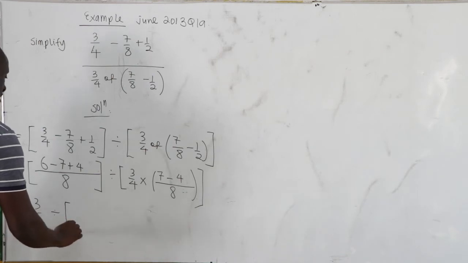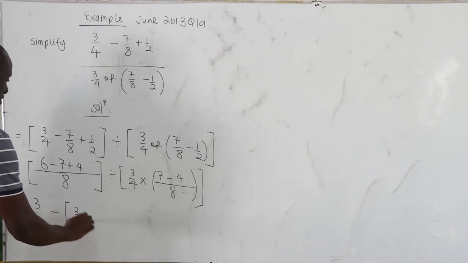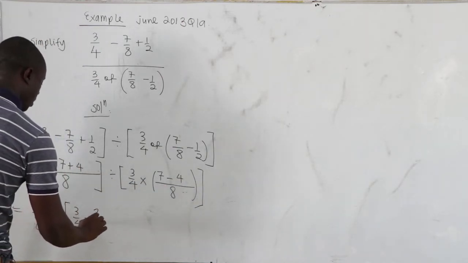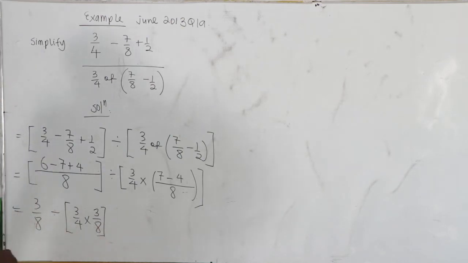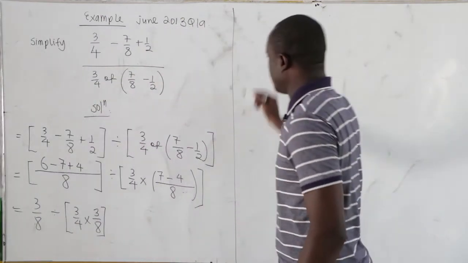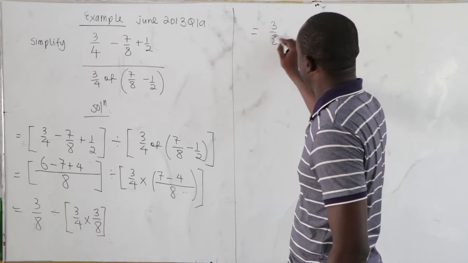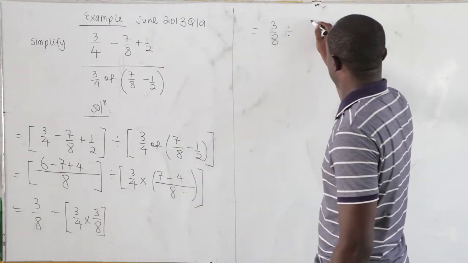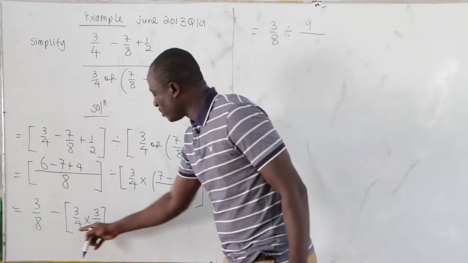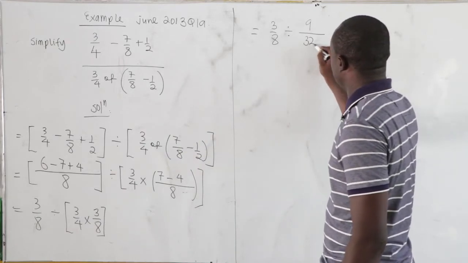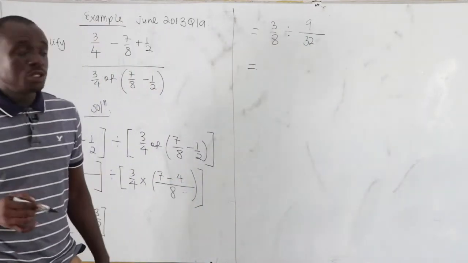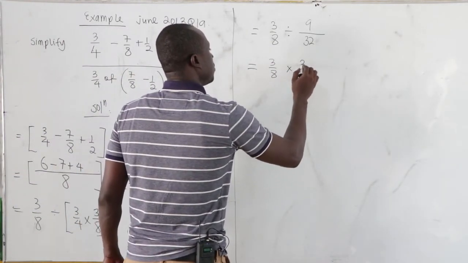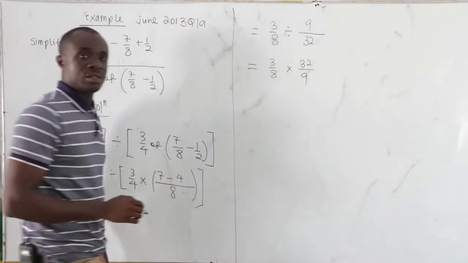Divided by, now let's see the denominator. We have 3 over 4 times, now 7 minus 4 is 3. So you have 3 all over 8. And from here, we have 3 over 8 as the numerator. Now the denominator, 3 times 3, this is 9, and then 4 times 8, that is 32. Now division we change to what? Multiplication. So you have 3 over 8 times 32 all over 9.